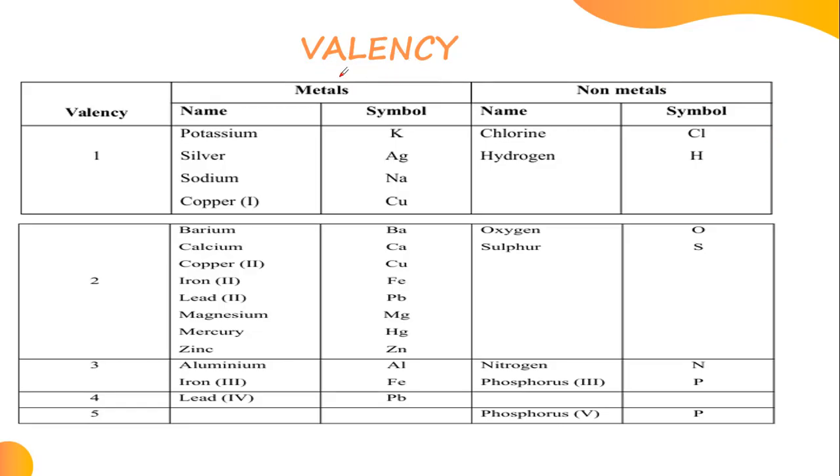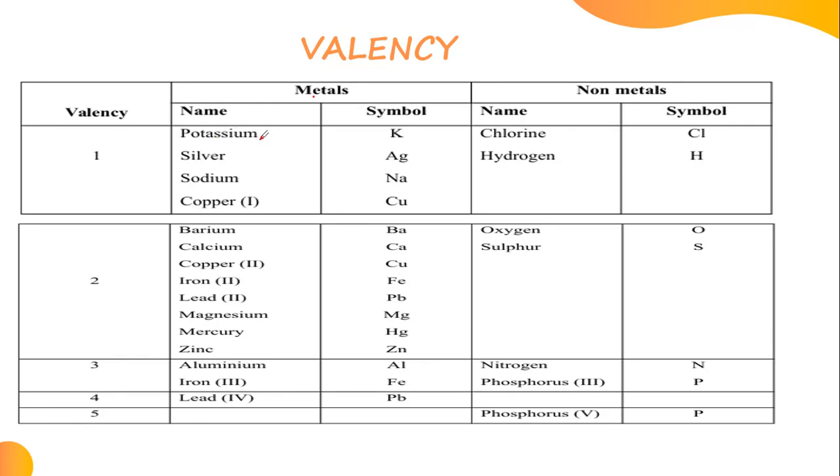So what's a valence? I even explained, a valence is the number of electrons that an element gains or loses in a chemical reaction. So now let's come to metals. We have metals this side as well as we have non-metals on the other side. So now let's start with metals.